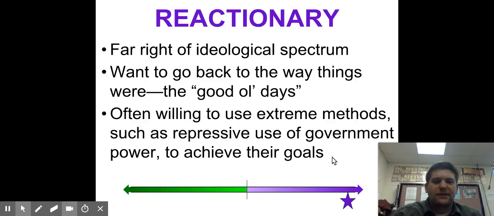So once again, the idea of power grabs or finding ways to create methods to grab the power and use the power to achieve the goals that they see.